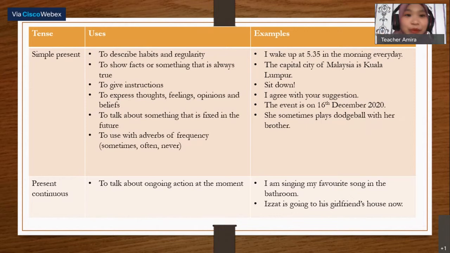So I'm gonna give you another example, since I have prepared it before, so we're gonna use it anyway. So I am singing my favorite song in the bathroom. I came in like a wrecking ball. That's such horrible singing. Oh my god, I shouldn't have sung. Okay, I am singing my favorite song in the bathroom. So that's present continuous. It is an ongoing action at the moment in the bathroom. Yeah. And then there is another example there. Izzat is going to his girlfriend's house now. So Izzat is maybe on his way to his girlfriend's house at this moment. So okay, those are the uses of simple present tense and also present continuous tense.